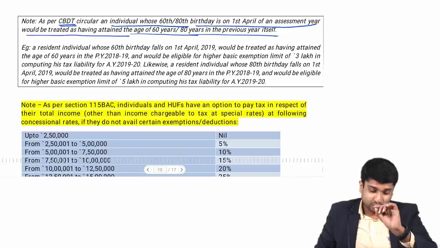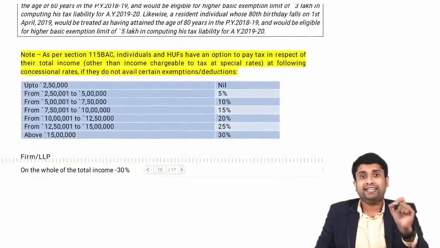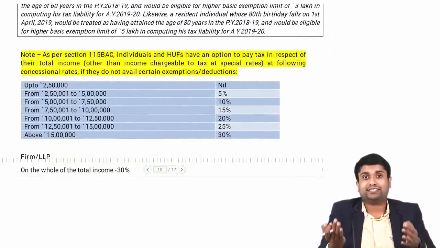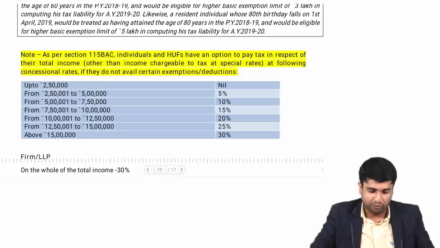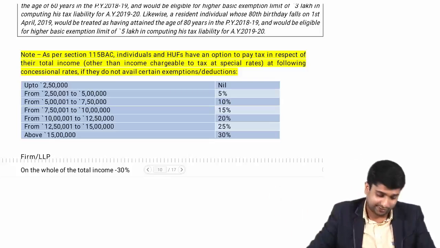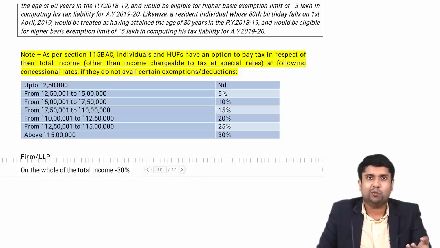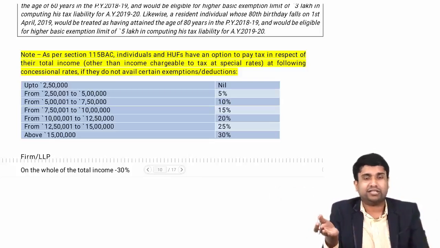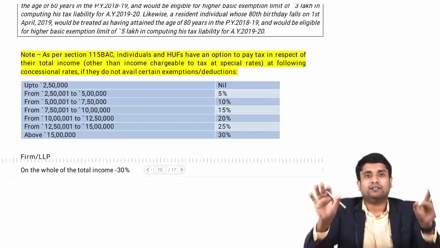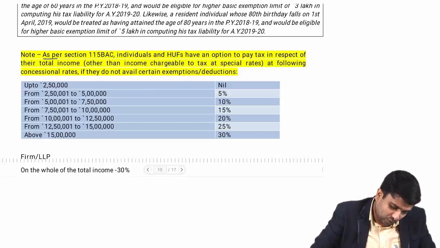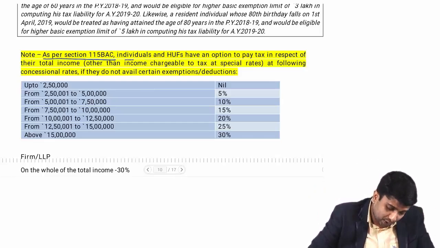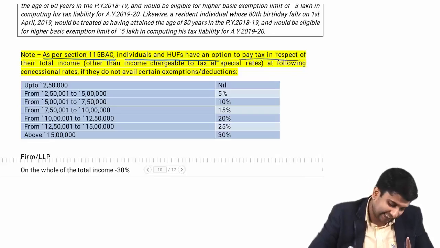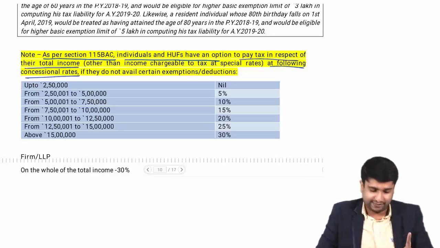Okay, and there is one more thing. As a part of the February 2020 annual budget, the central government has introduced a new set of slab rates. So there is one set of slab rates which we have discussed till now, and there is another parallel set of slab rates. That's what we are going to discuss right now. Confusing, right? There is no point of confusion. There are two parallel sets of rates of taxes. As per section 115BAC of the Income Tax Act, individuals and HUF have an option to pay taxes in respect of their total income at the following concessional rates.